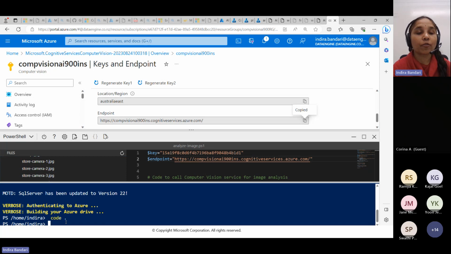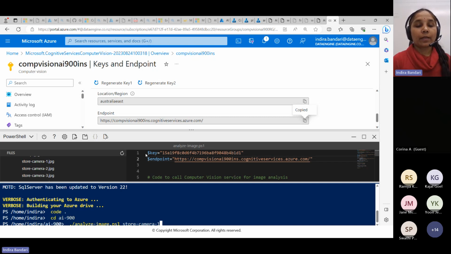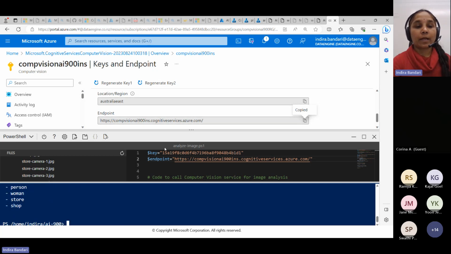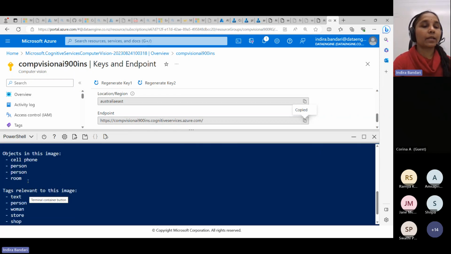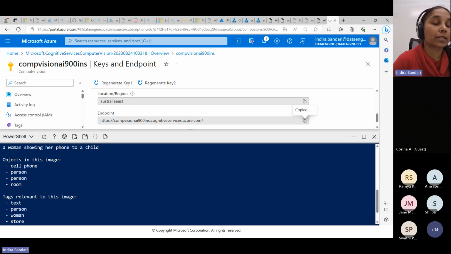So now, since you have copied the code, what we will do is we will use Control Shift V and then enter, so that it analyzes. And analyzing the image, what did it come up with? If we go here, I'll just go up a bit. So tags relevant to this image are text, person, woman, store, shop. Okay, those are the tags. And objects, this has done an object detection as well. That is a cell phone, person, that means there are two people, and then a room.